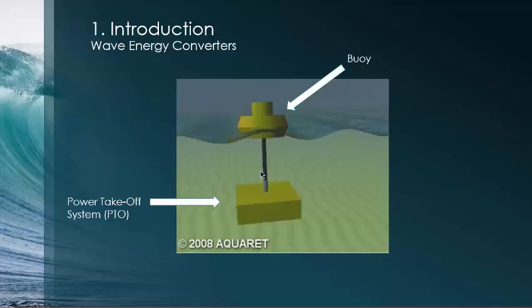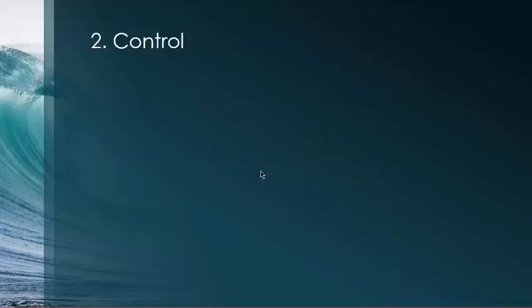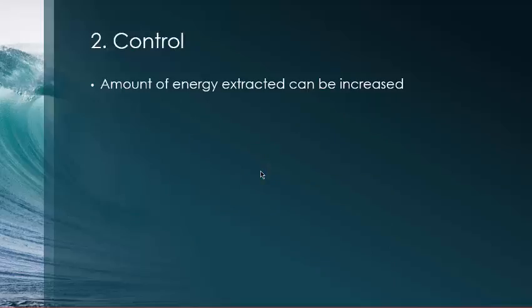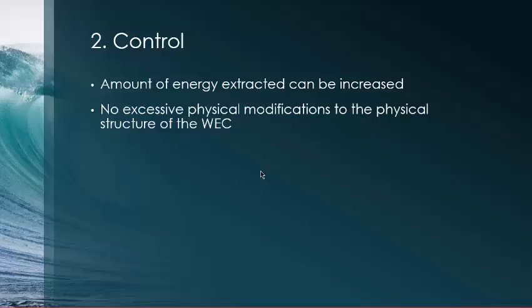The main purpose of the control system is to increase the amount of energy that can be extracted by the wave energy converter. And we must be able to implement the control method without modifying the structure of the wave energy converter too much, because here we are not trying to improve the design of the wave energy converter itself, we are only trying to control the existing system to get more power. So how can we get more power?